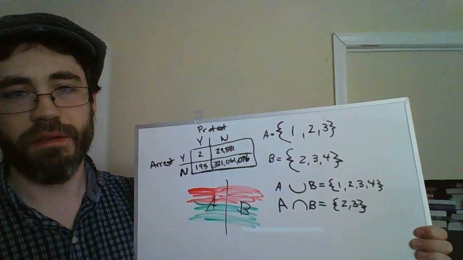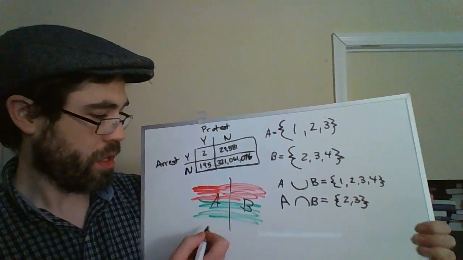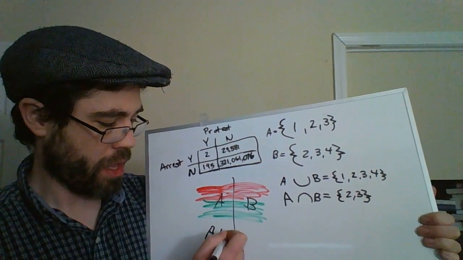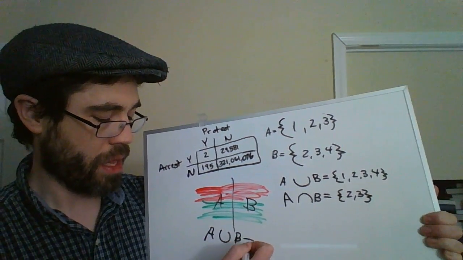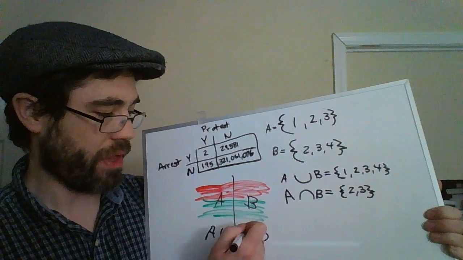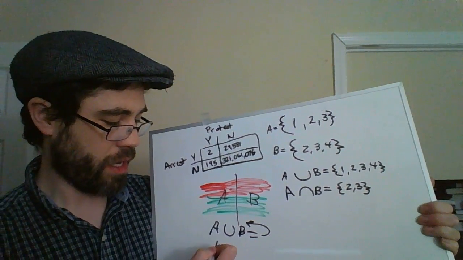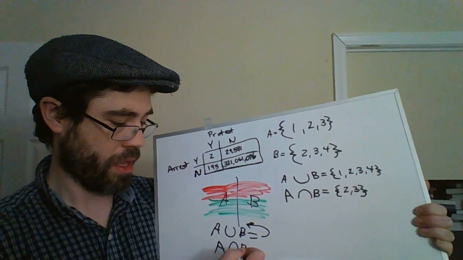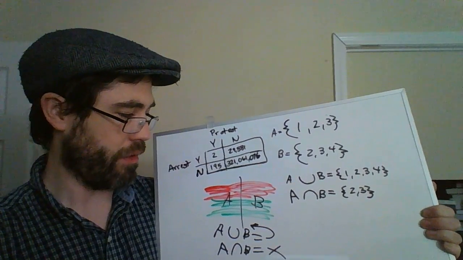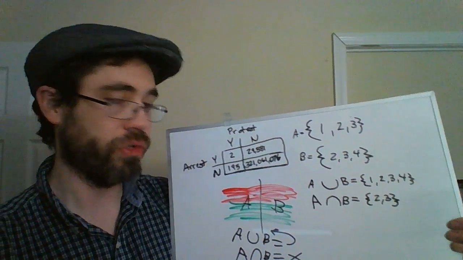So the union of A and B then, A union B, is everything. The intersection of A and B is nothing, right? Because there's no place where those two overlap.